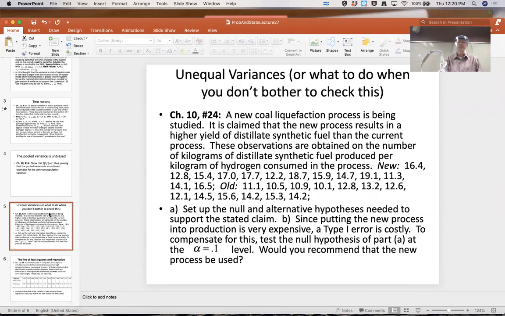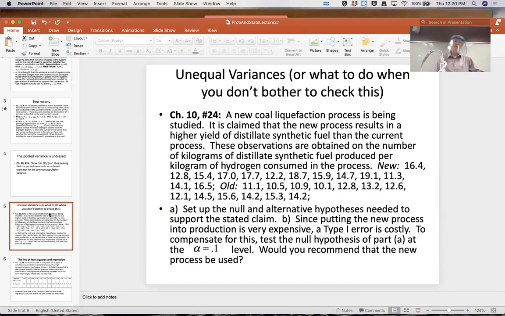approach. So the situation is a new coal liquefaction process is being studied. It's claimed that it results in a higher yield of distillate synthetic fuel. So I guess that's some sort of gas fuel. These observations are obtained in the number of kilograms that are obtained with a new process and the old process.